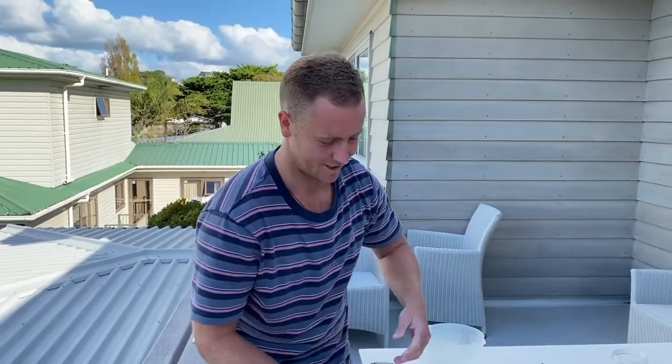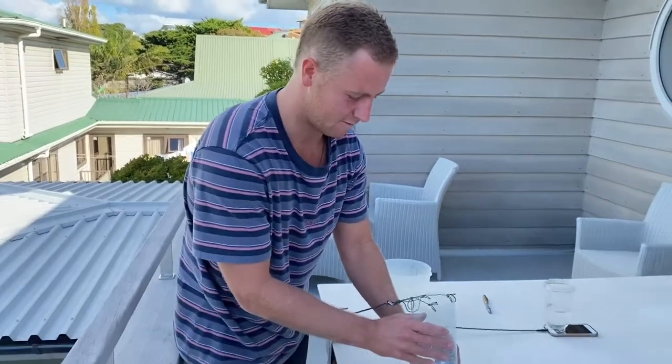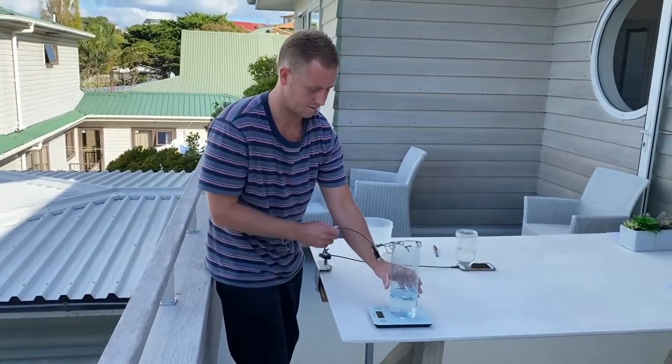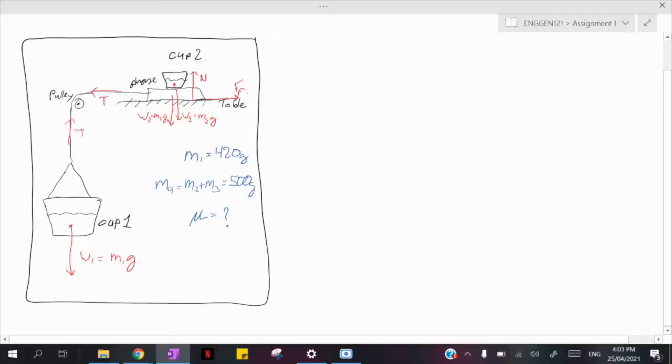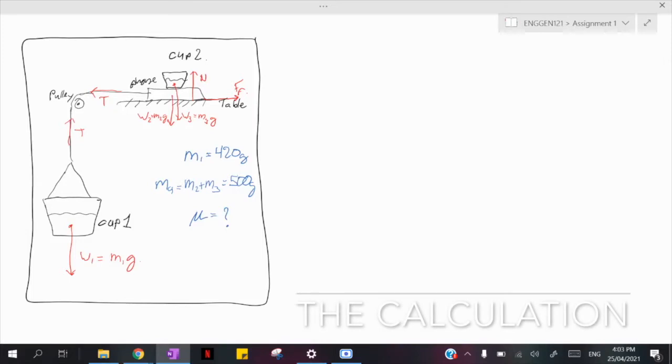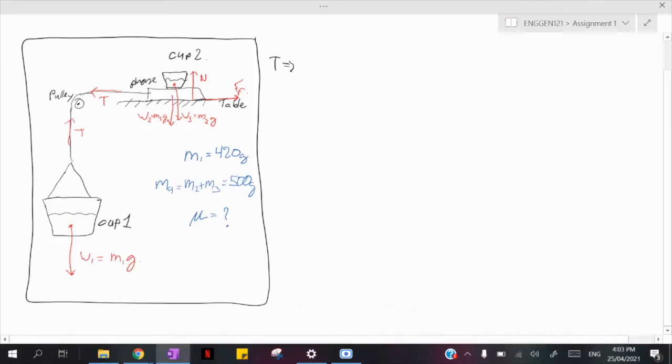And that force is the equivalent of 420 grams acted upon by gravity. To solve for mu, we can use our equilibrium equations. Now, our first step is actually to solve for T. So we will do so by solving for F_y. Sum of forces y at cup 1 is equal to 0, and that is equal to T minus m1g. So T is equal to m1g.